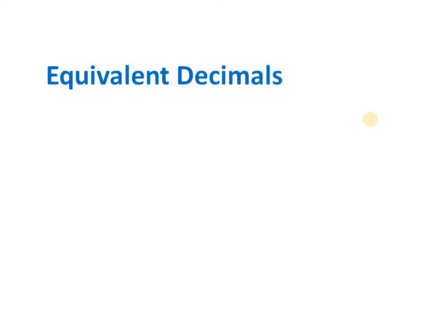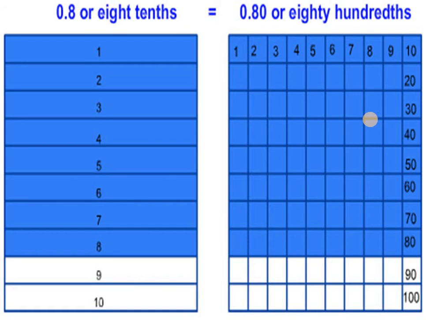Now you will learn what equivalent decimals are. Let's learn with the help of this example. 0.8 or 8 tenths. What is the place value of 8 here? Tenths. So color 8 parts: 1, 2, 3, 4, 5, 6, 7, 8 out of 10. Out of 10 parts, we color 8 parts. Now let's see the equivalent, 0.80. What does 8 mean here? Tenths. And 0 is at the hundredths place.